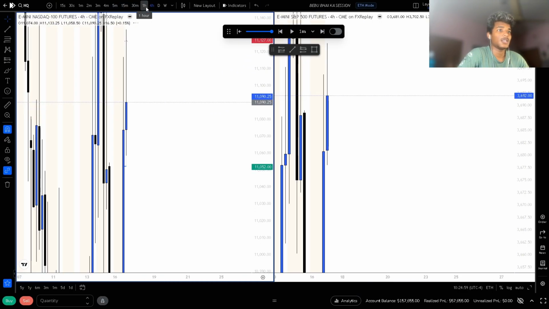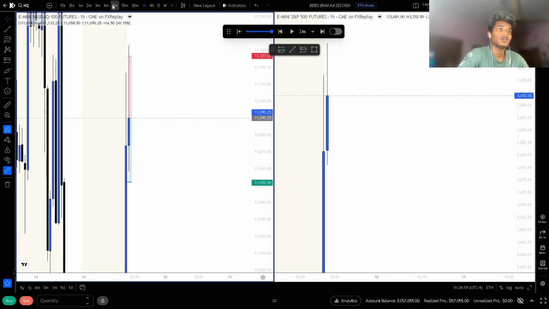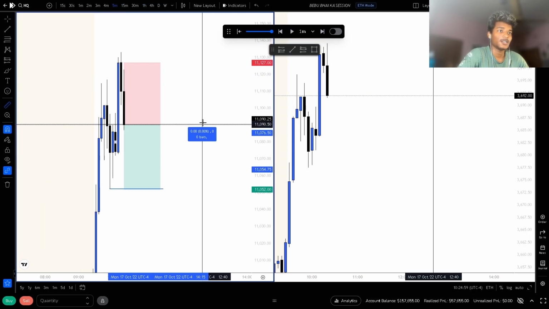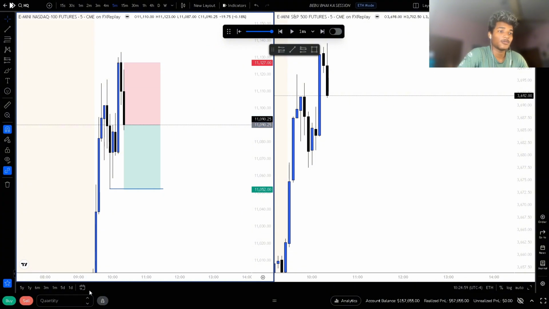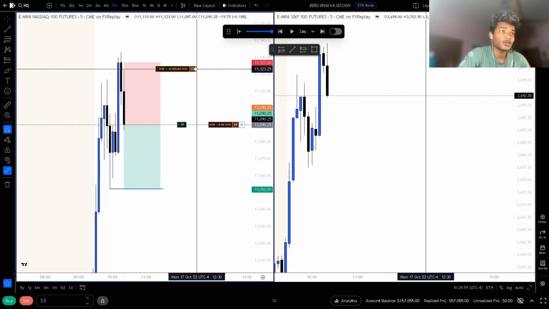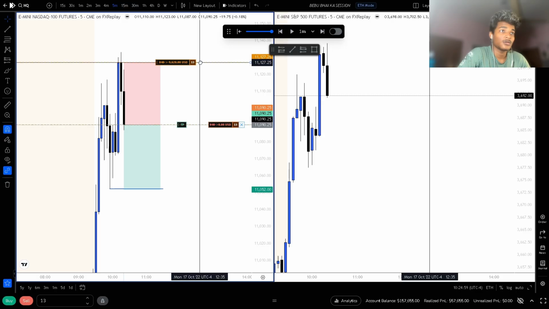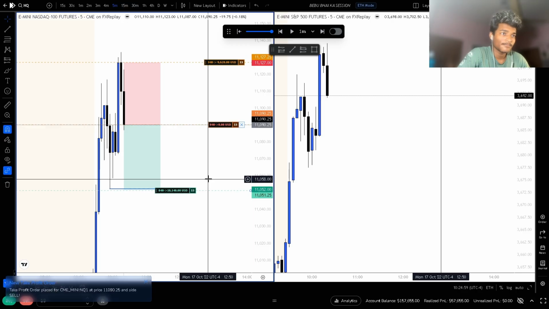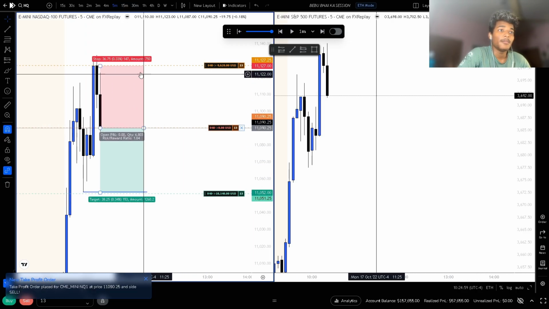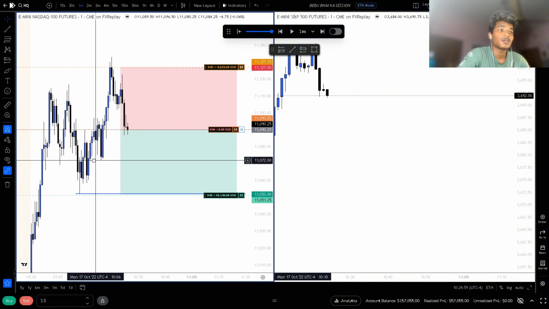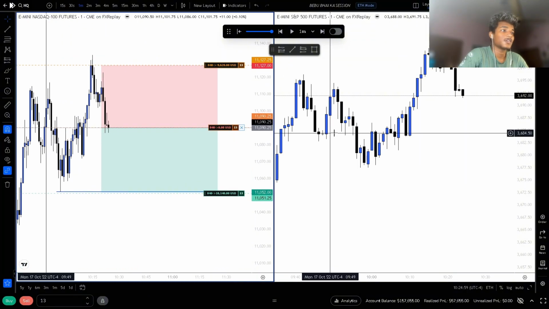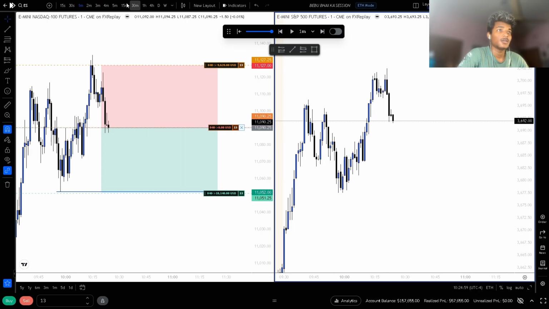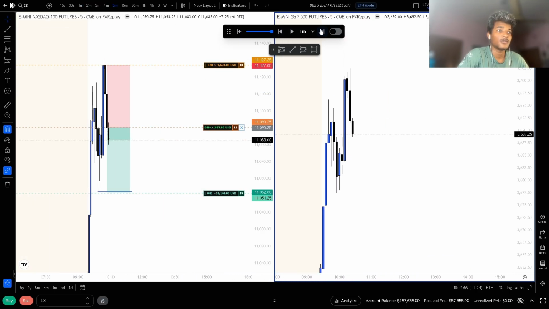But overall, I am against the higher time frame bias, but I do feel like this is a very nice setup to actually take. 36 points. I'm gonna be in with 13 cons. So my break-even point in this setup is, I don't actually have a break-even point in this setup, and I feel like this is a very nice setup.